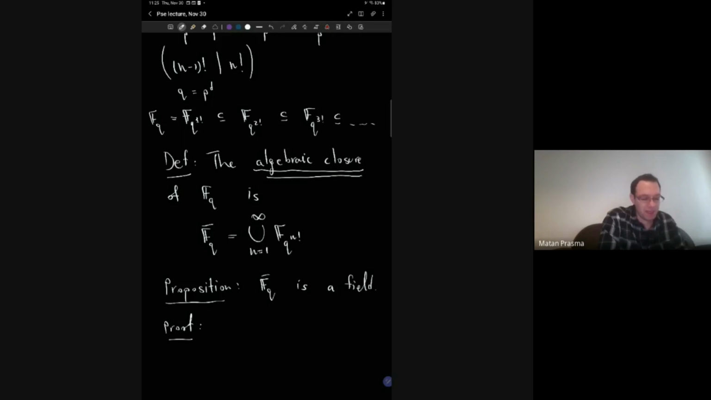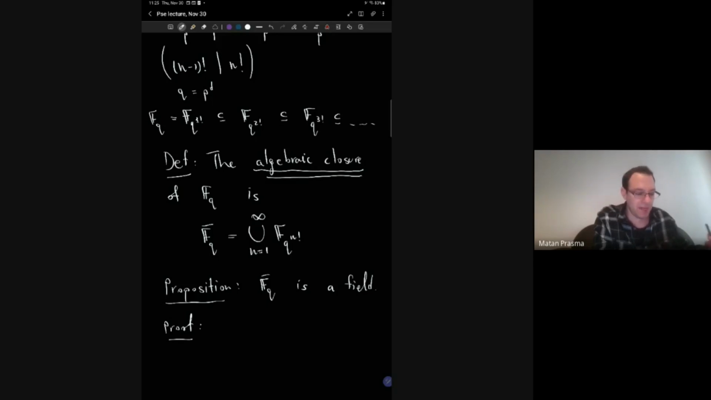because in any finite piece, okay, let me just say where we're heading. What I'm going to prove is first that this algebraic closure is a field, and second, that every polynomial splits over the algebraic closure.